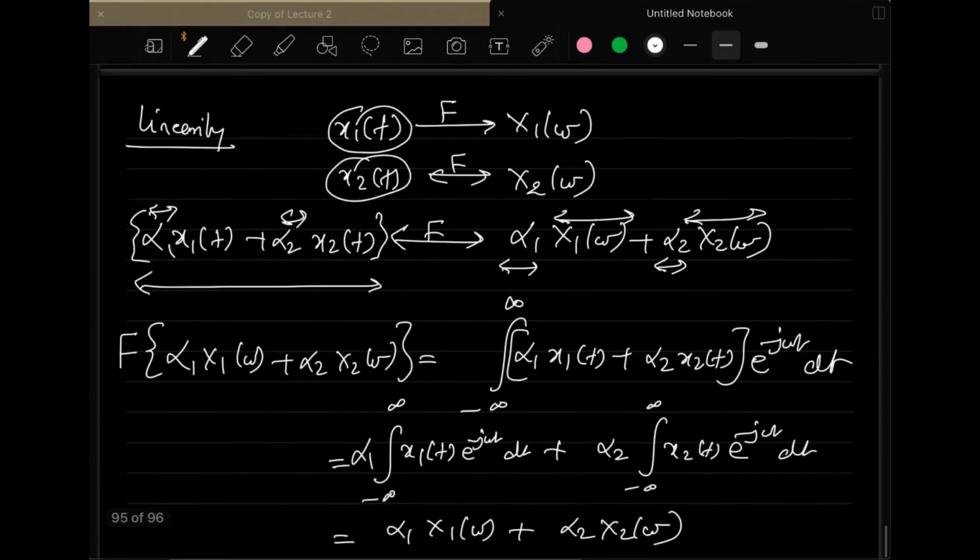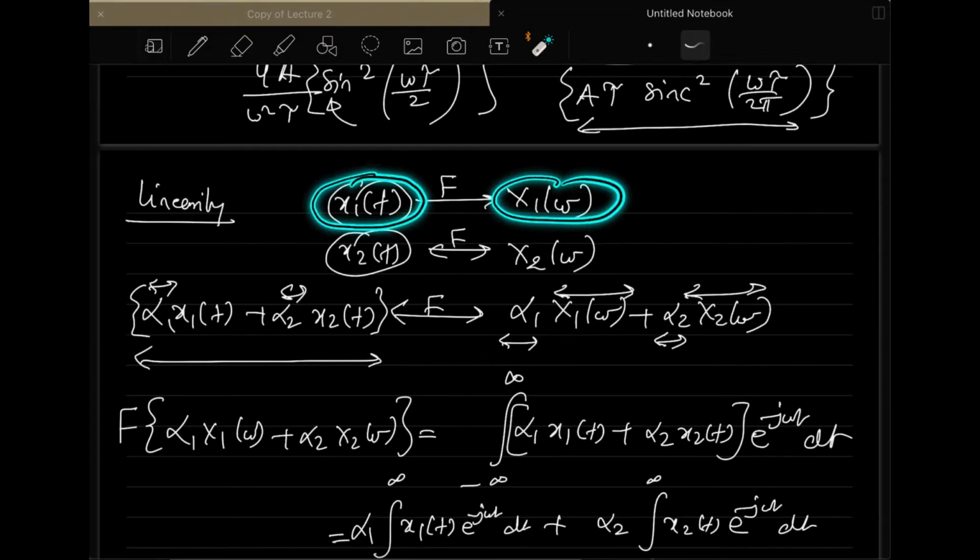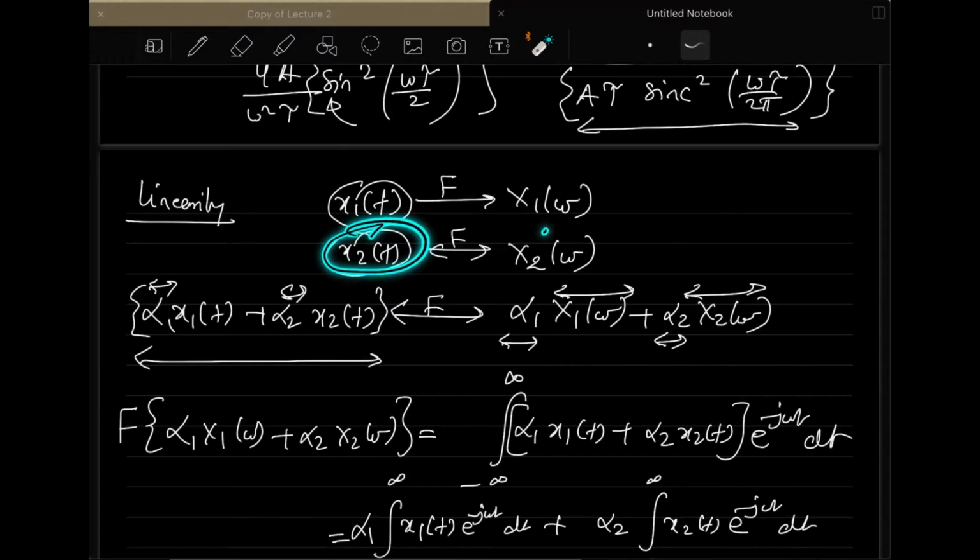What we have seen was the linearity property. Are you able to see the screen now? Yes. Okay. So in the linearity property, if we take the Fourier transform of x1(t), which is X1(omega), and the Fourier transform of x2(t), that is X2(omega), and then take a linear combination of these input signals, then the corresponding Fourier transform will also be the linear combination of their individual Fourier transforms. So this was the linearity property.